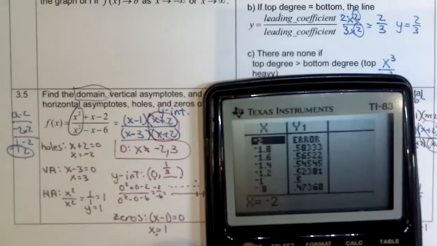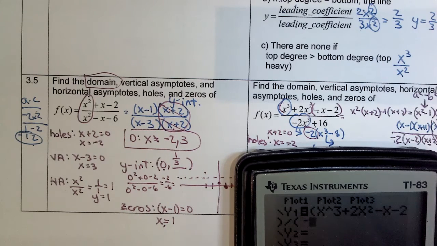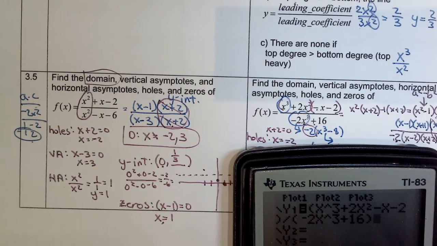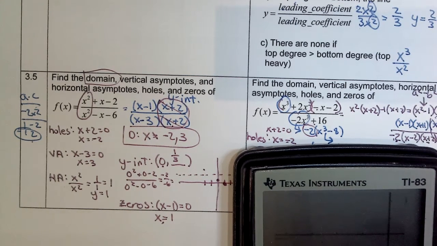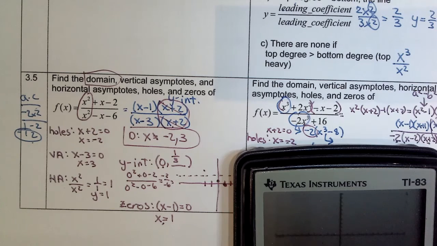Now I could graph this if I wanted to, or I can go back and double check it. So I'm going to go to my y equals and clear it out. Put a parenthesis, x to the third power plus 2x squared minus x minus 2, all divided by, make sure you put those parentheses, otherwise it might take the wrong thing, -2x to the third plus 16. Let's graph this and see what it looks like. I'm going to have to zoom out in just a second. I'll go to Zoom Standard because it usually encompasses it pretty well.